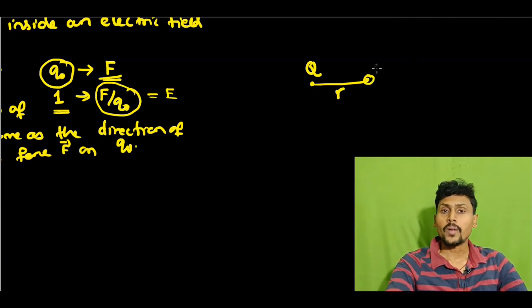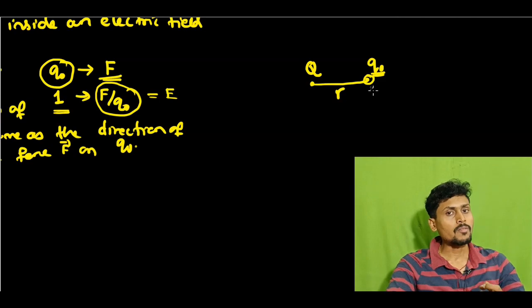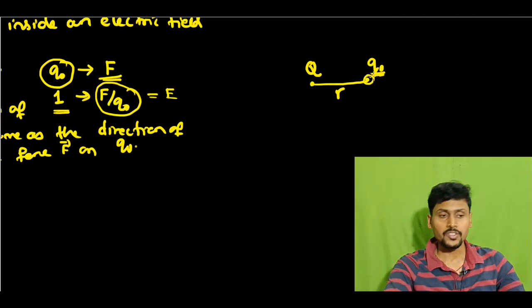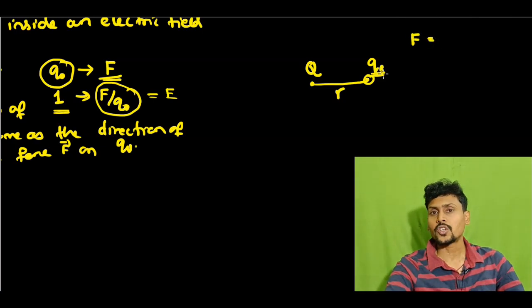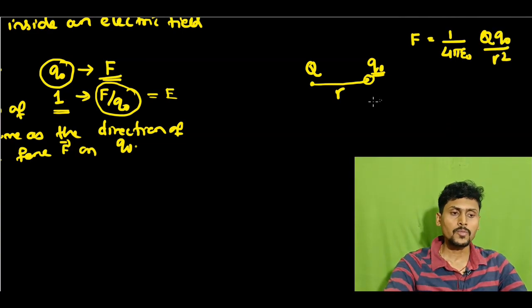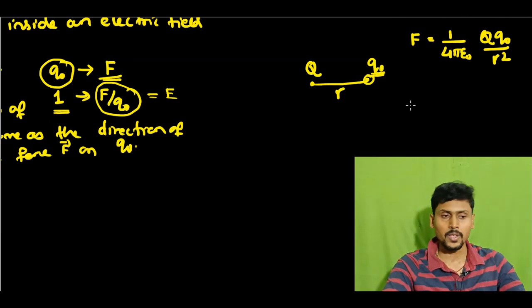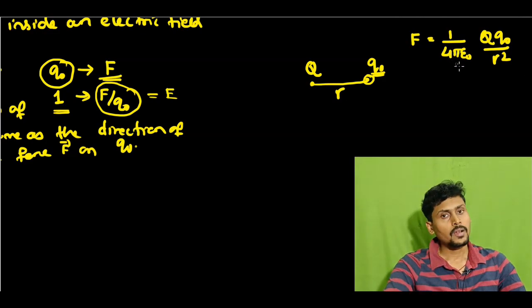So again the same procedure: since I am interested to find the electric field intensity at this point, I will place a test charge Q naught here. And then I will see how much electric force it is experiencing. So the electric force experienced by the test charge Q naught is 1 by 4 pi epsilon naught capital Q into small Q naught divided by R square, according to Coulomb's law. Suppose these two charges are placed in vacuum. So according to Coulomb's law, this is the force experienced by the test charge.